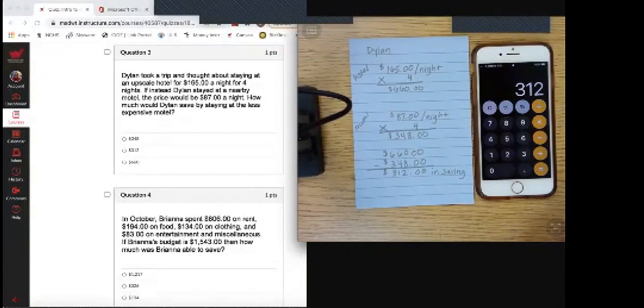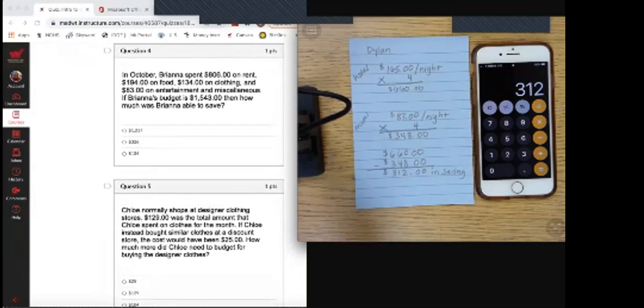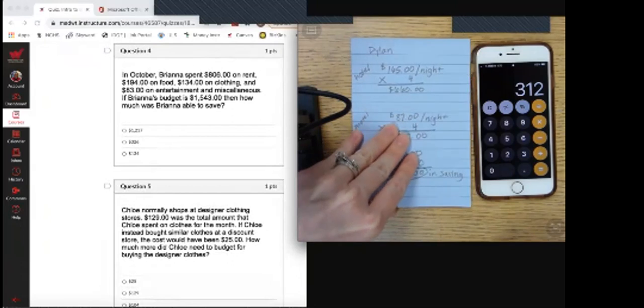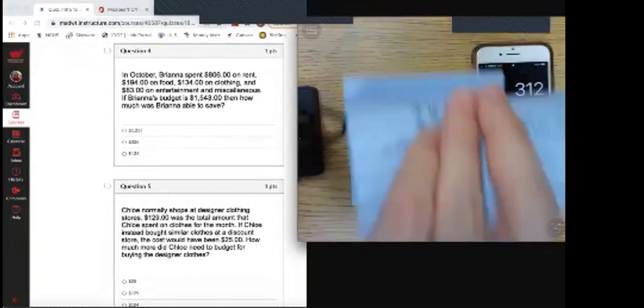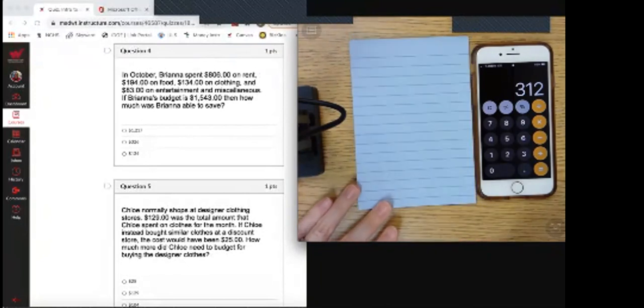So that's something you have to think about when you have your own money and you're spending your own money, things are going to be different. So you're going to have to try to shop around and see which is the best bargain or the best price for things. You might not always buy name brand stuff. You might have to buy generic, you know? Okay, so question 4. So he would have $312 in savings. Okay, next one we have is Brianna.